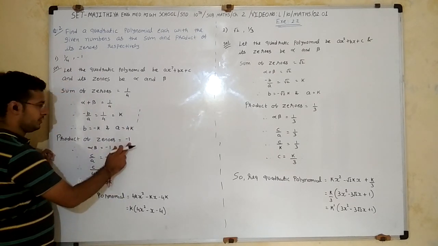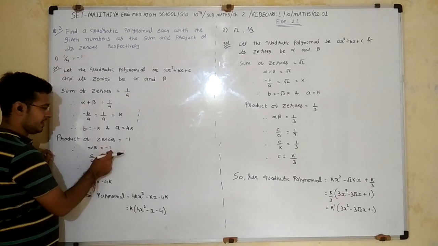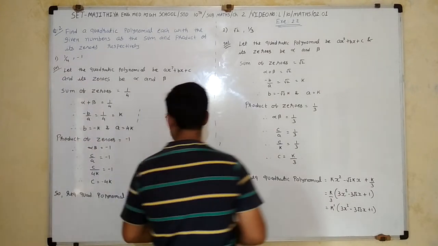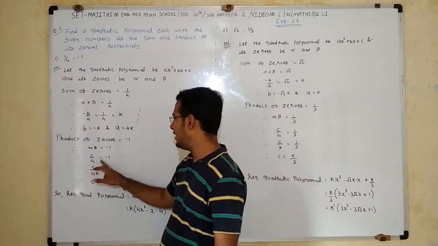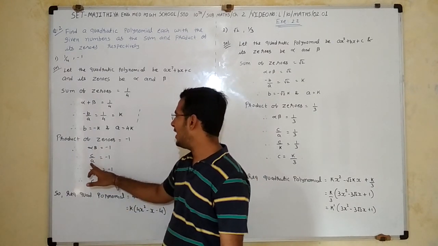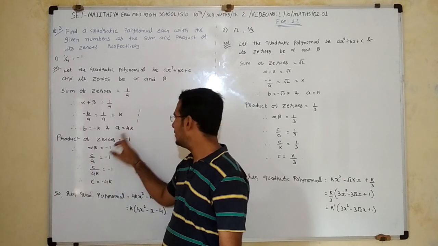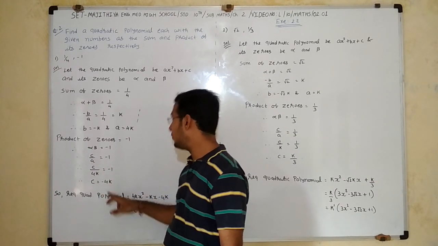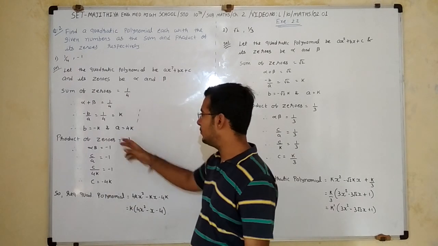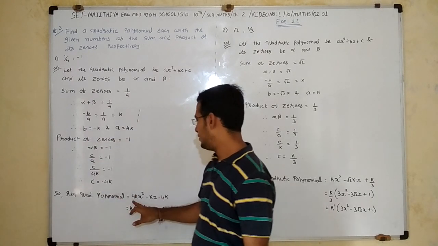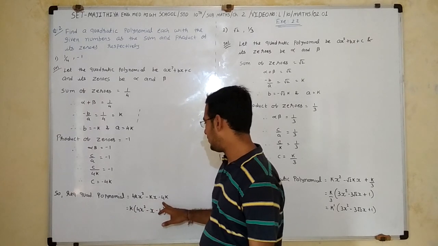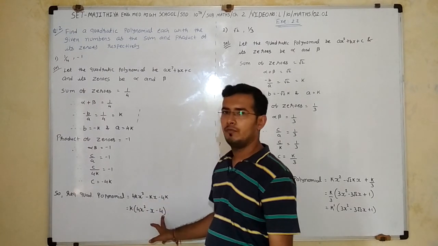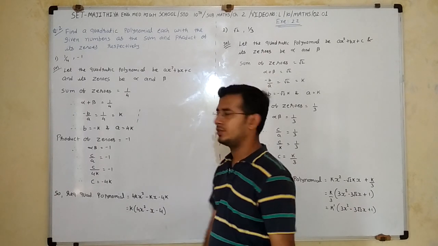Now the product of zeros is equal to minus 1. Alpha beta is equal to minus 1. What is the formula for the product of zeros? It is c by a. So I write c by a is equal to minus 1. I have the value of a, that is 4k, so I cross multiply and get c is equal to minus 4k. Now in this equation I put the values of a, b and c. So I get 4k x square minus kx minus 4k. Now k common, 4x square minus x minus 4, where k is a constant.